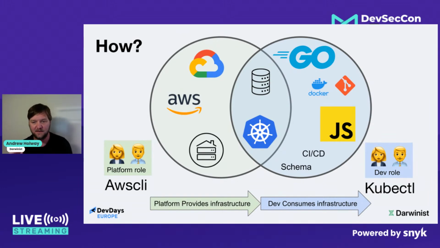That means the developers are responsible for everything running inside Kubernetes. They're going to be responsible for the application containers, for the lifecycle of their application. They're going to be responsible for the CI/CD to get their application into Kubernetes. And the platform role are just there to provide a stable Kubernetes environment, a stable database environment.